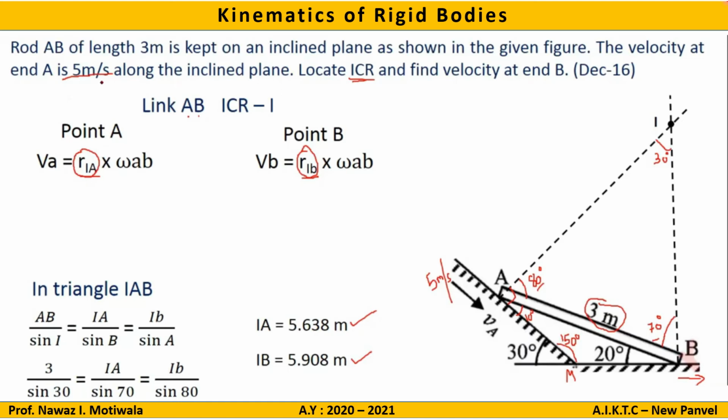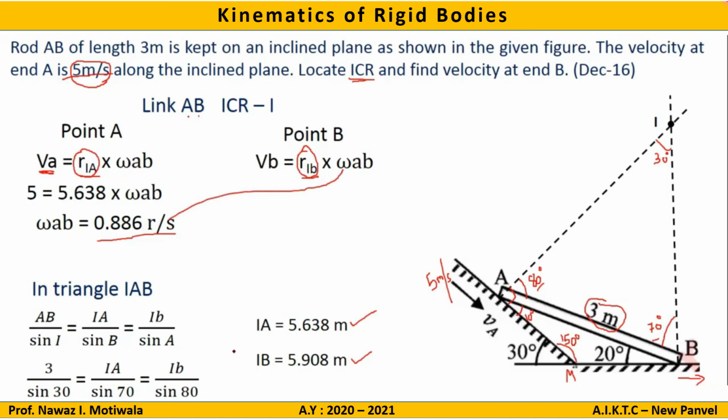One thing given to us is the velocity at point A, which is 5 meters per second. So I will start with this equation. VA is known to me, RIA we just found out. Substituting in this formula, I get omega AB as 0.866 radian per second. Once I have omega AB, I substitute it here. Also RIB we have already found as 5.908. Substituting these two values, I get VB equal to 5.24 meters per second.